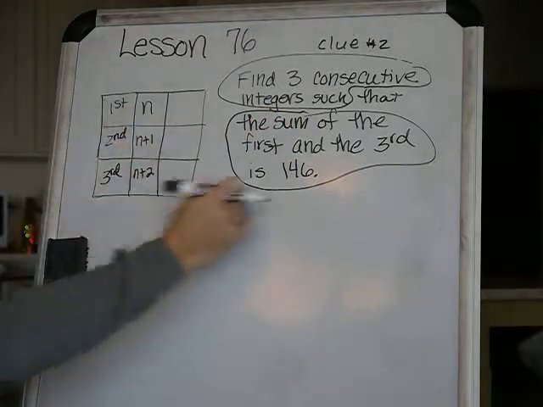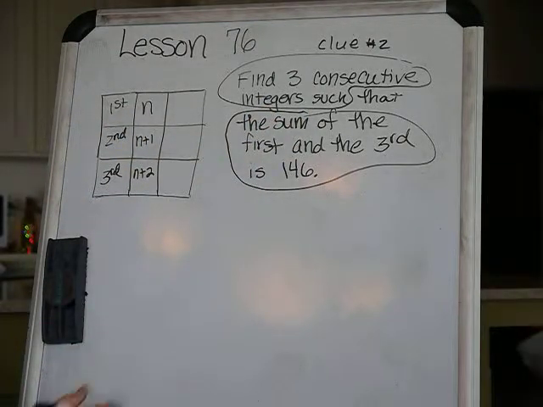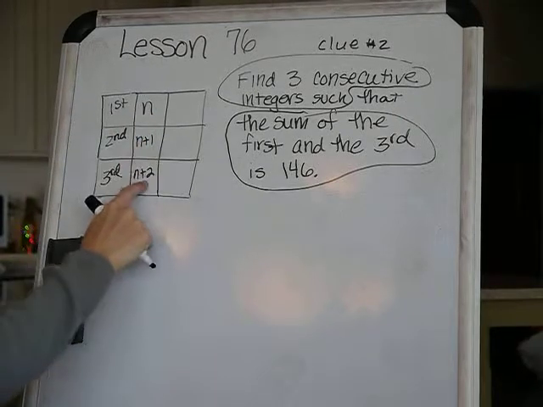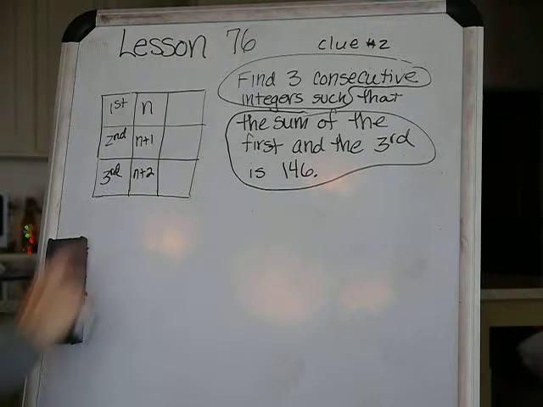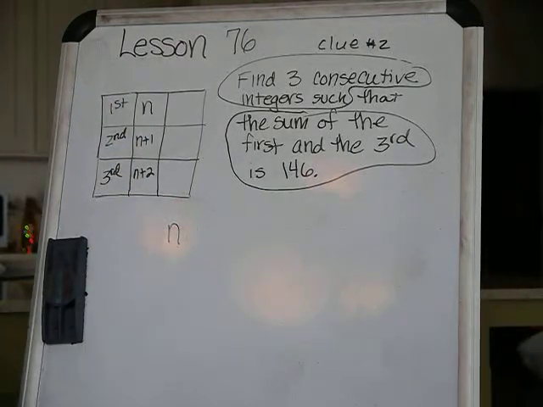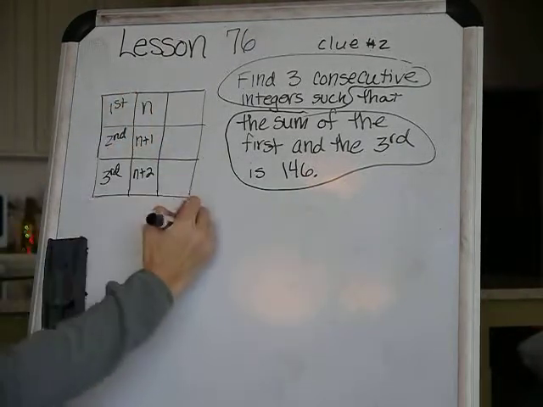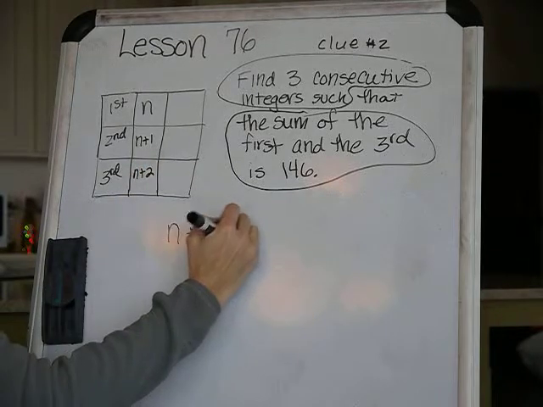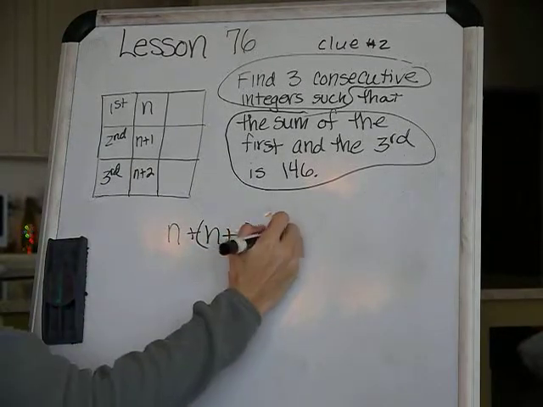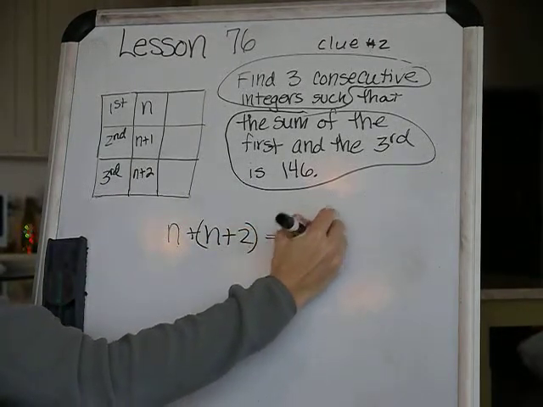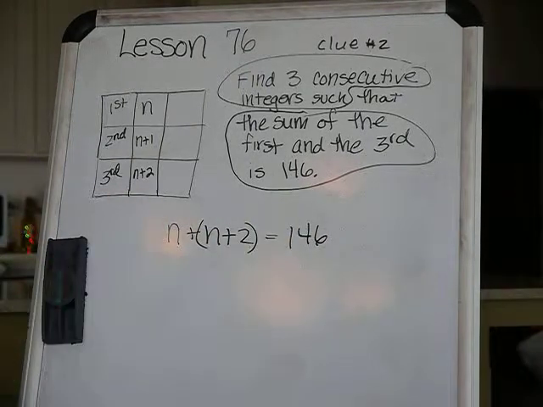Let's take these letters and make an equation. Sum means add, right? So if we add the first and the third, we get 146. Our first one is represented by n. Our third one is represented by n plus 2. Equals, their sum is 146. So now we have an equation, and life is good. All we have to do is plug away and calculate, which we're already good at.